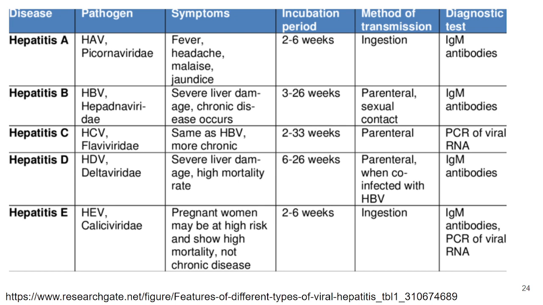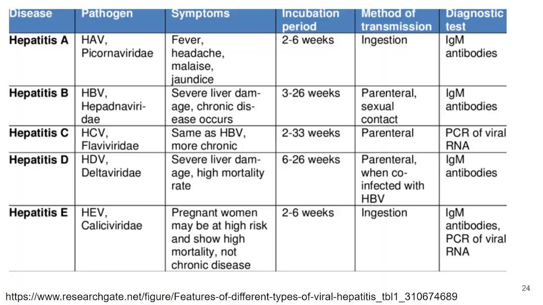Hepatitis D produces again a severe liver damage and a very high mortality rate. It is usually co-infected with the B virus; B and D viruses tend to coexist together in the majority of patients, and the incubation period is again much longer, like 6 to 26 weeks. Then hepatitis E is mostly seen in pregnant women. It is usually transmitted by the oral route as in the case of A, and may not produce a chronic disease. Mainly in pregnancy, it is a high risk. So these are the other variants of viral hepatitis.